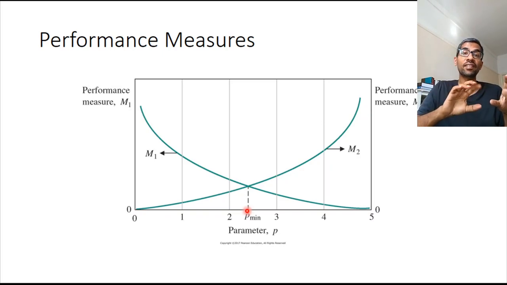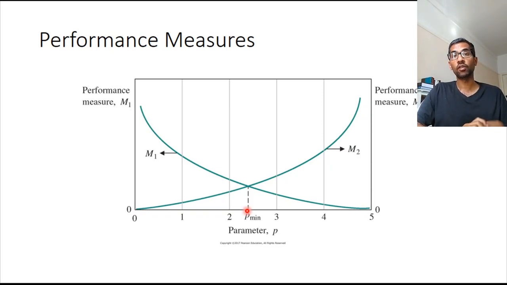Or perhaps there is a different combination of these two performance measures. Probably M1 is more important to you than M2, even though M2 is important as well. So then you have a slightly different performance measure. And based on these kinds of performance measures that you build, you can optimize your control system.